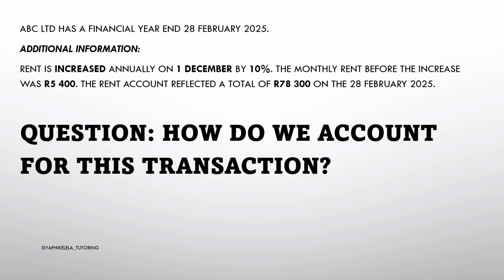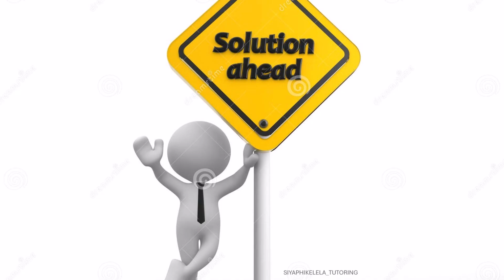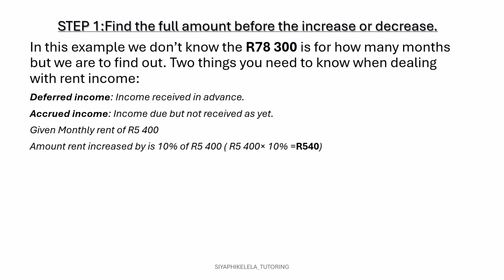This increase simply means each and every year on the 1st of December, the rent is increased by the 10% of the monthly income or expense for rent. In this case, it is rent income. The question you should ask yourself is, how do we account for this transaction? To account for this transaction, we should follow those 4 steps that have been stated in the beginning.